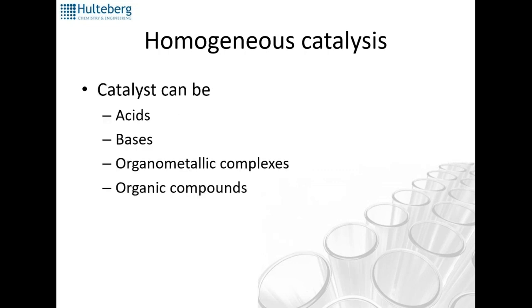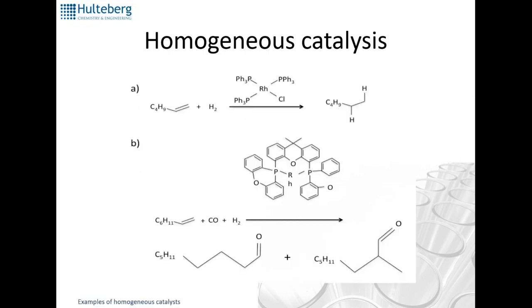Catalysts can be acids, they can be basic, they can be organic compounds, or they can be these organometallic complexes. Here are a few examples. The two organometallic complexes with rhodium in the center and different ligands. And here we see a hydrogenation reaction, so adding hydrogen to an unsaturated bond. And this is the oxo reaction, where you add CO and hydrogen, forming the aldehyde.